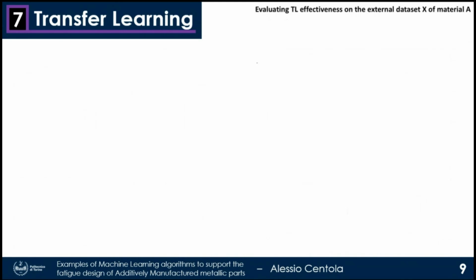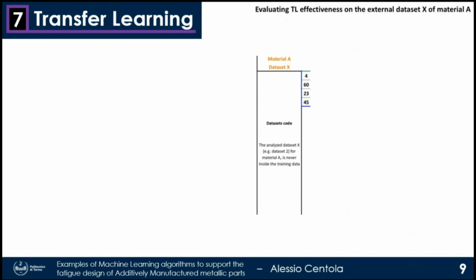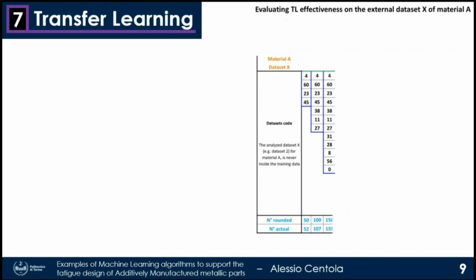To corroborate the effectiveness of a transfer learning application for material A, we select an external dataset X that is never seen by the training database of material A. And we create a small training database with these datasets that amounts to a grand total of more or less 50 points. We then copy and paste these datasets, and we increase by 50 more points belonging to the same datasets. Then we do the same to reach 150 and 200 points.